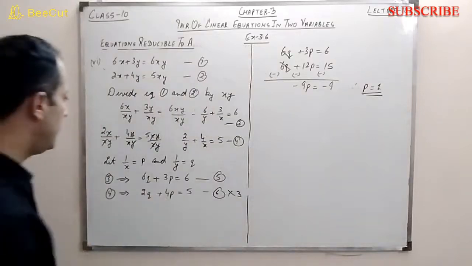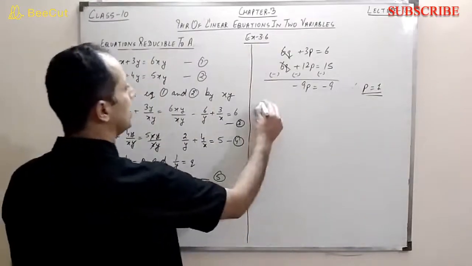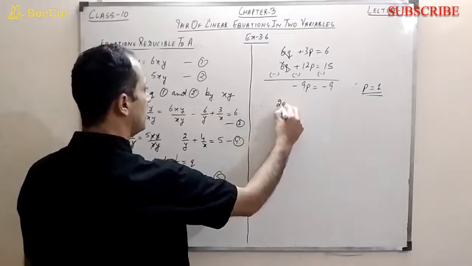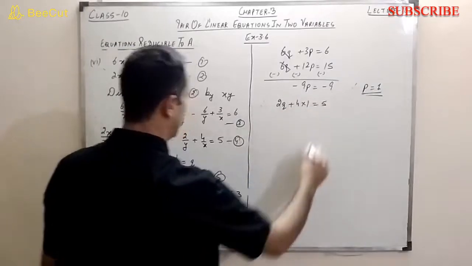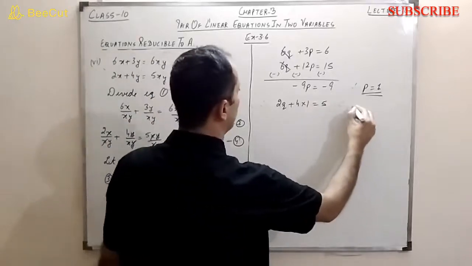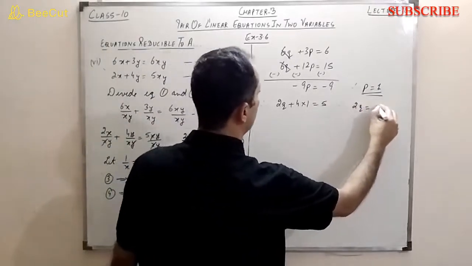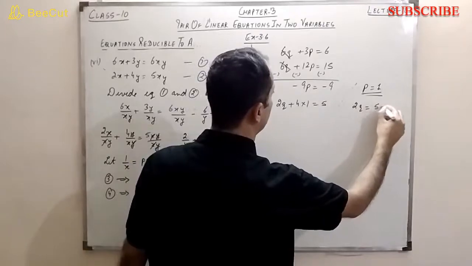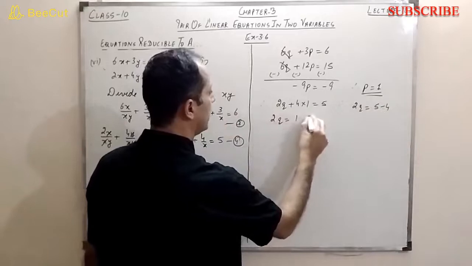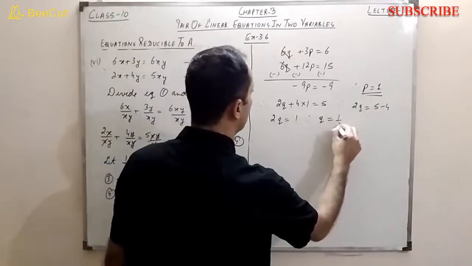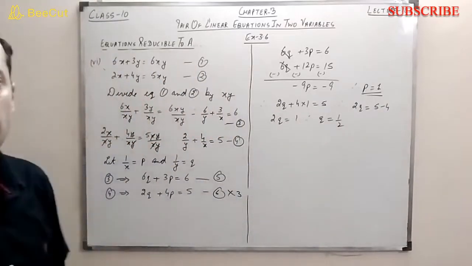I substitute the value of p in any of the equations. Therefore 2q plus 4 into 1 equals 5. Therefore 2q is equal to 5 minus 4. So 2q is equal to 1. Therefore q is equal to 1 by 2. So these are the values of p and q.